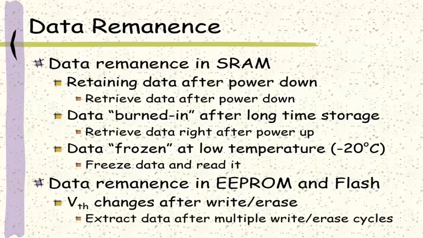Data remanence can also happen in EEPROM or flash memory. The threshold voltage will change after each write and erase in such memory. It has been reported that data can be extracted after multiple write and erase cycles.